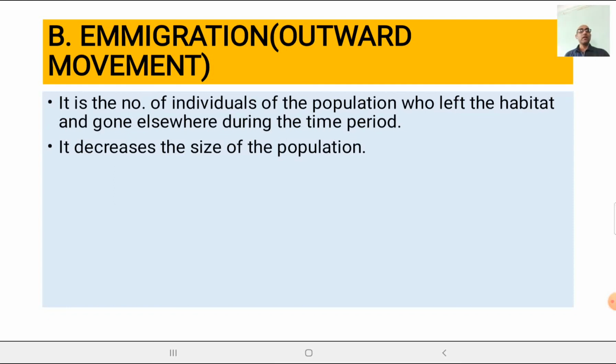In immigration, individuals were coming from outside and mixing with the population, as a result of which the population was increasing. But in the case of emigration, individuals are leaving that population, as a result of which the population is getting reduced. So the significance of emigration is that it decreases the size of the population. Got it?